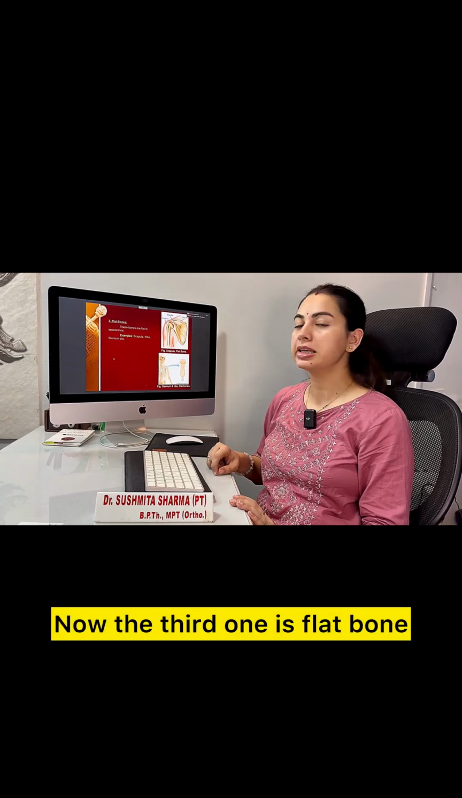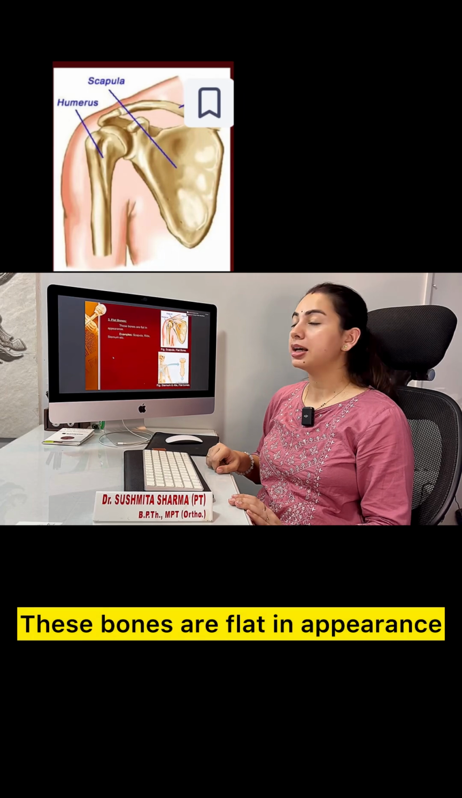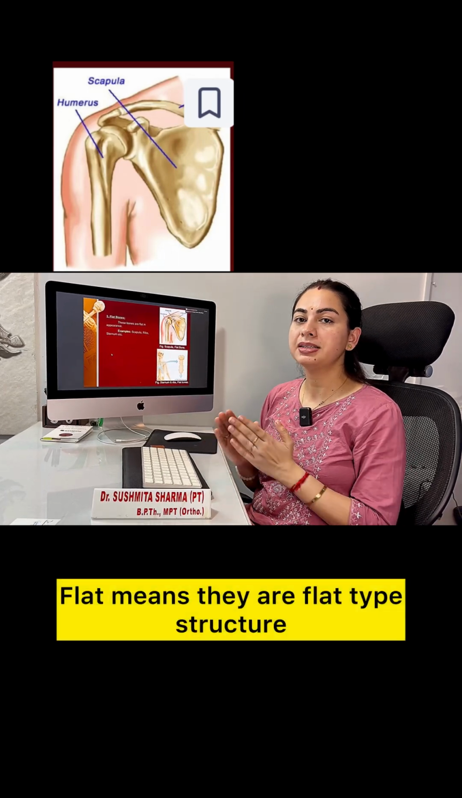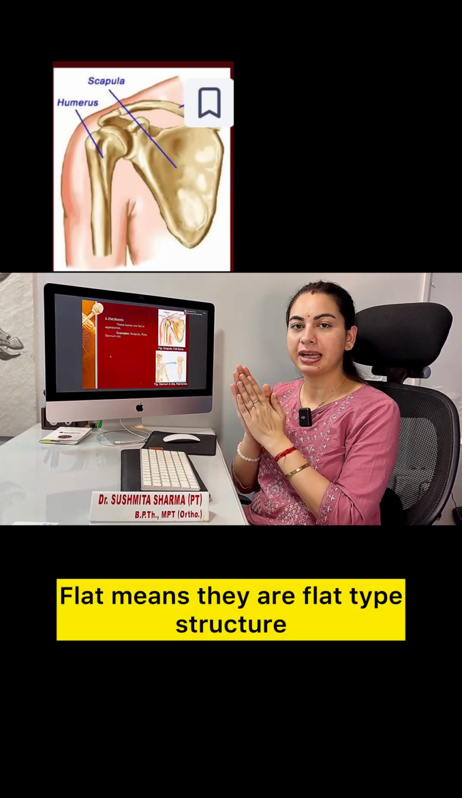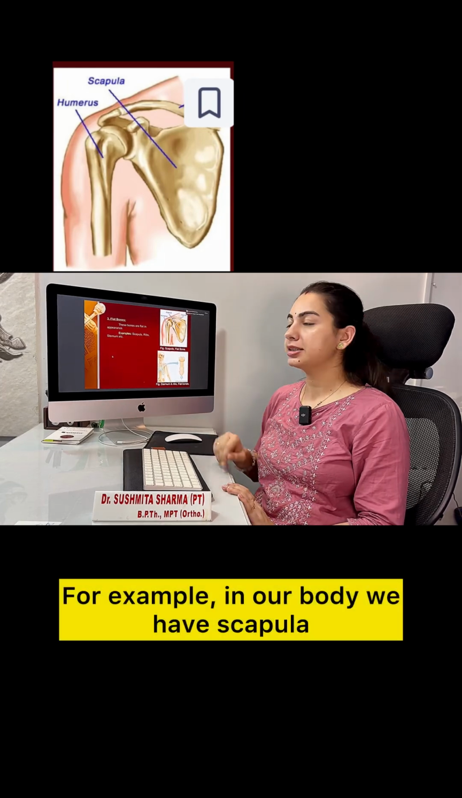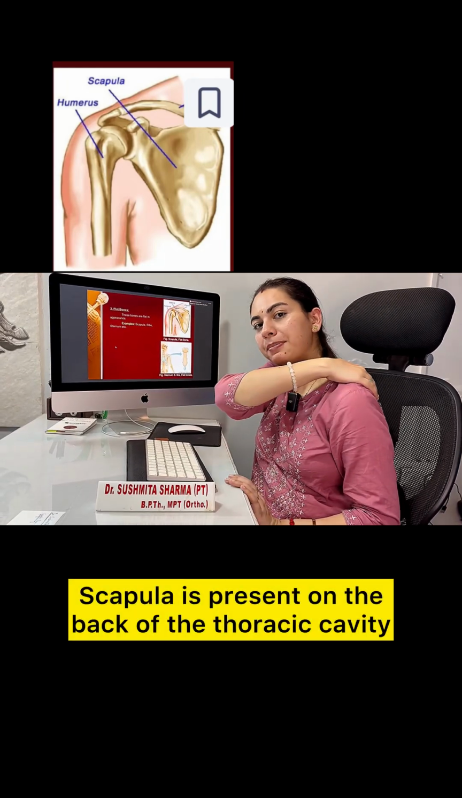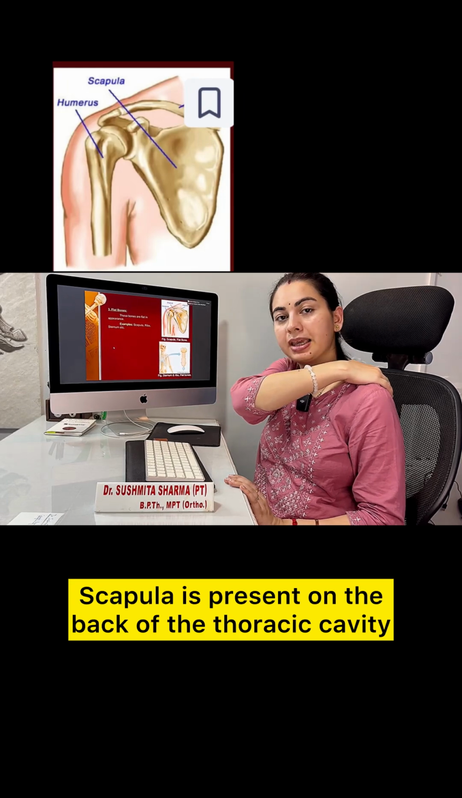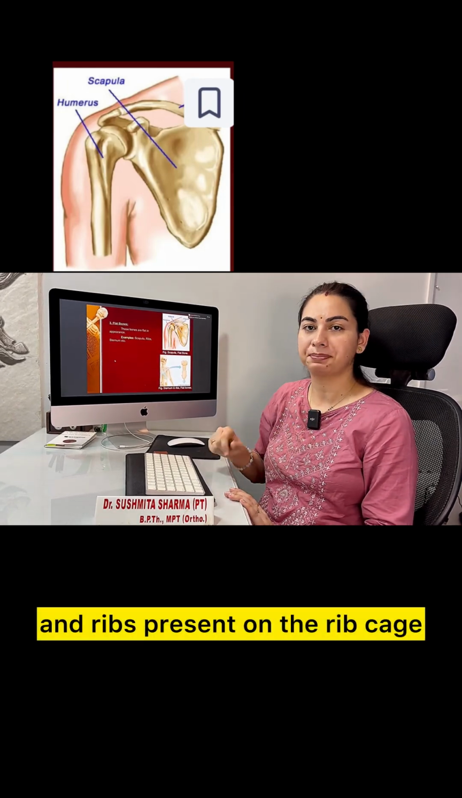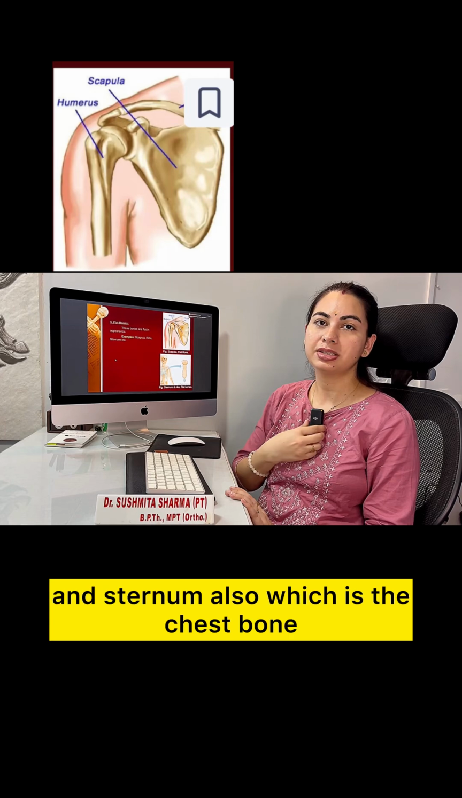Now the third one is flat bone. These bones are flat in appearance. Flat means they एकदम चिपटे हुए flat type structure होता है. For example, in our body we have the scapula, which is present on the back of the thoracic cavity, and ribs present on the rib cage, and the sternum also, which is the chest bone.